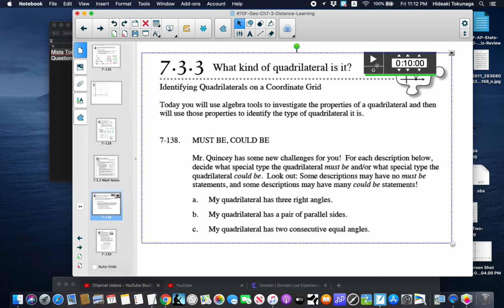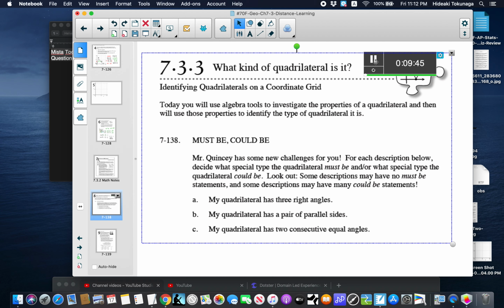This is 7.3.3. That's a chapter of the CPM book. And I will start the clock. 7-138 is the number of the question. Must be and could be.